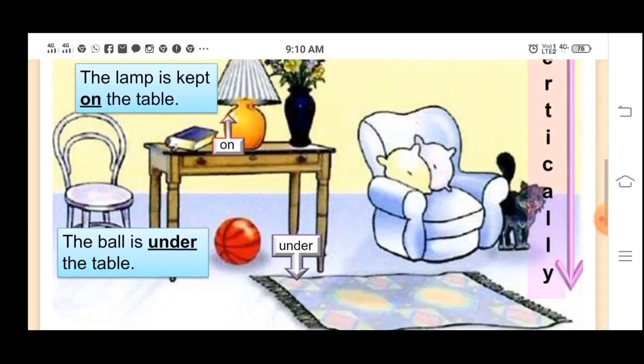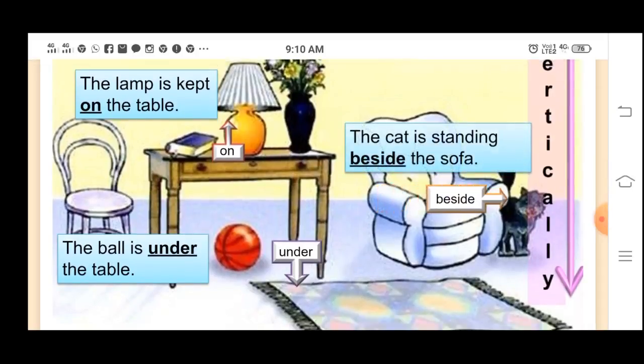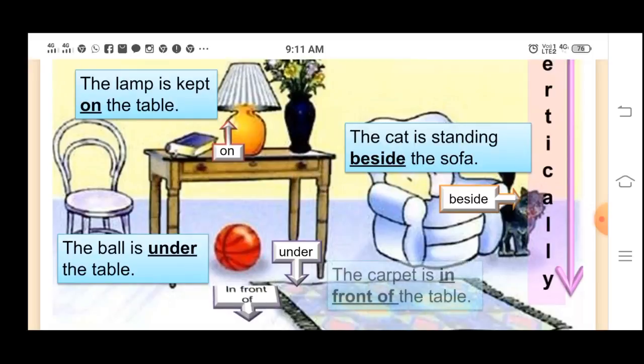Look at these examples. The cat is standing beside the sofa. The carpet is in front of the table. Here the prepositions beside and in front of are showing the relative position of the objects horizontally.